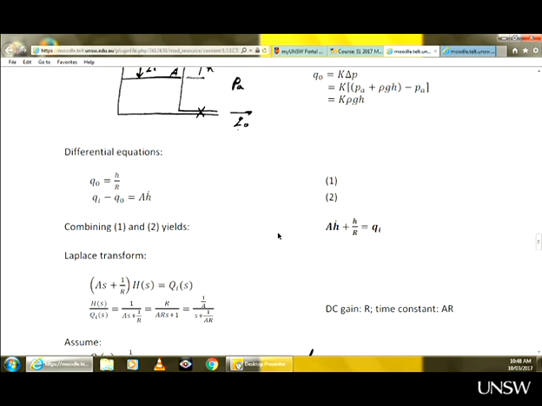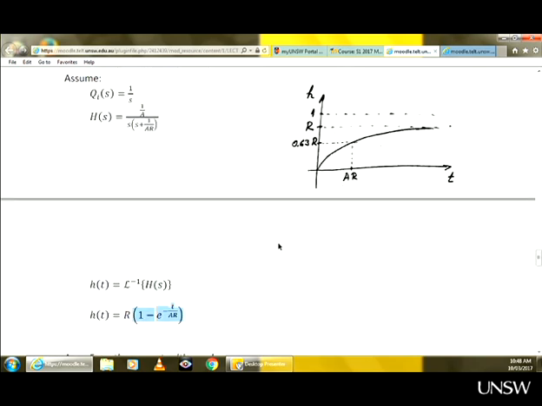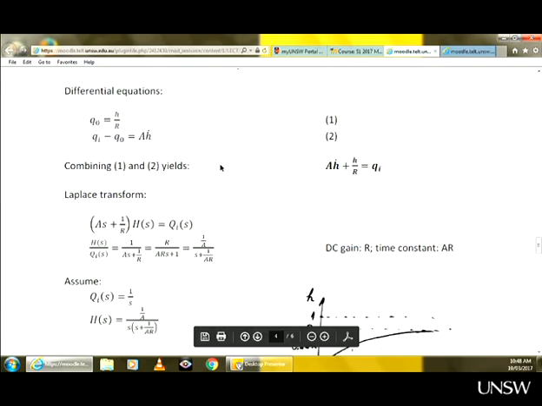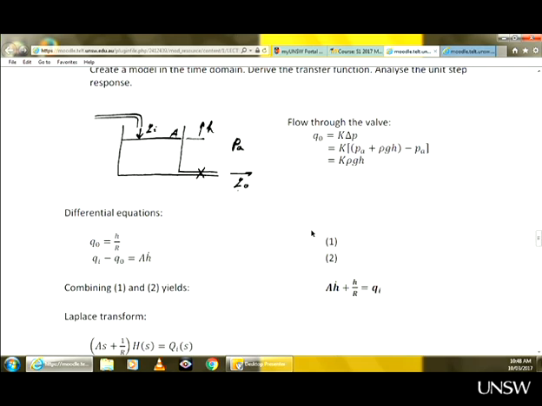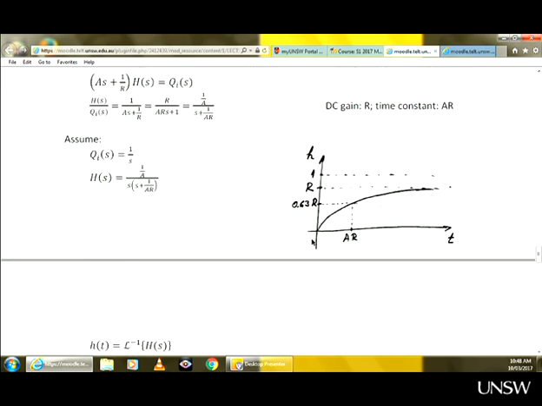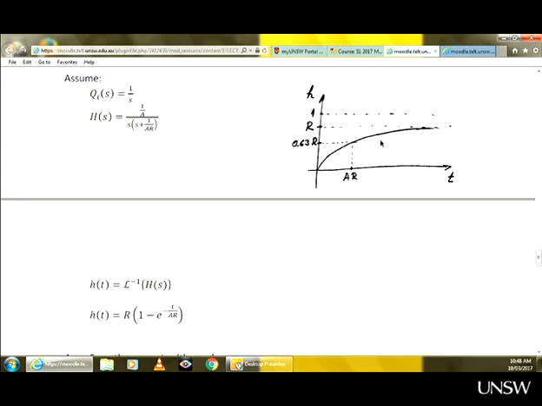Okay, now this function is almost the same as the one we had in the electrical system, apart from that constant R multiplying the expression for the output. And that means, in this particular case, that our output is, again, the exponential function, but the steady state value will be R, not 1.